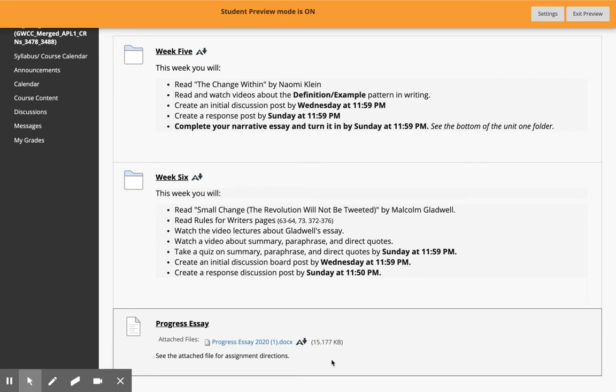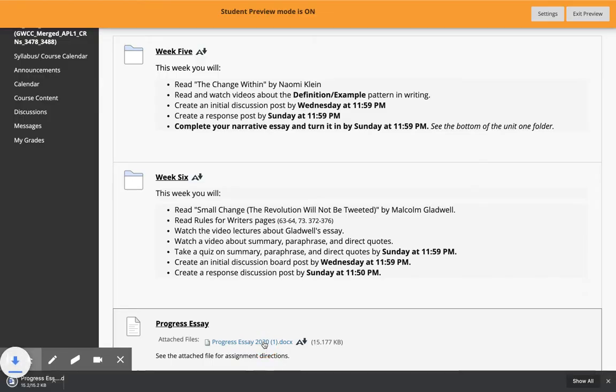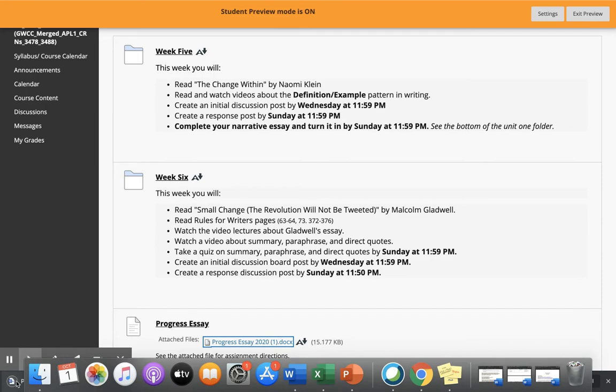you will find the progress essay assignment at the very bottom of the folder. When you are ready to submit the essay assignment, you will simply click to open the folder and you will attach your essay just like you did with your first narrative assignment. If you would like to read the essay assignment, you can click on this blue link that reads Progress Essay 2020 and download the file to your computer.